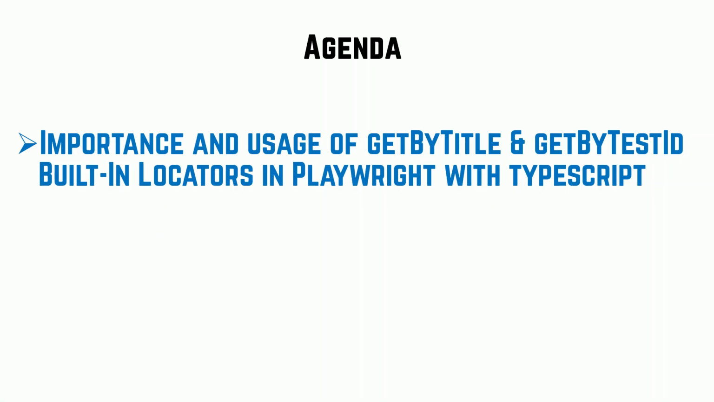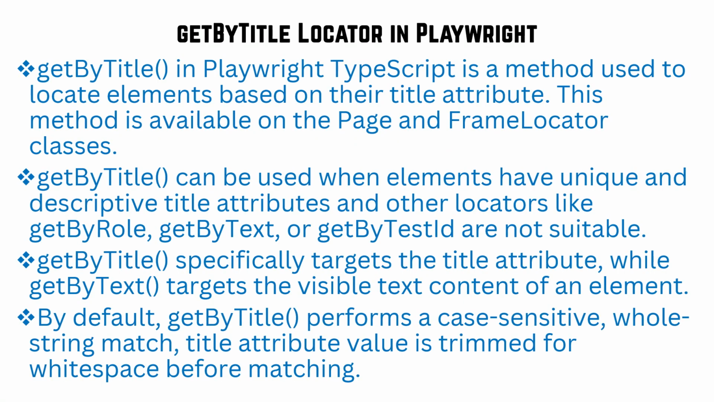In today's session, you will learn the importance and usage of getByTitle and getByTestId built-in locators in Playwright with TypeScript. In the last three sessions, you already learned the concept of Playwright locator and five key important Playwright locators available. And in today's session, you will learn the last two important built-in locators in Playwright, which we can use with TypeScript. These are nothing but getByTitle and getByTestId. Now let's see what is getByTitle.